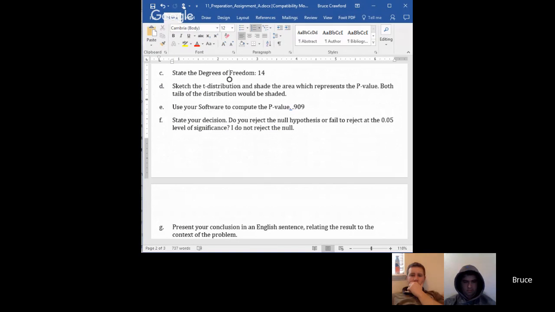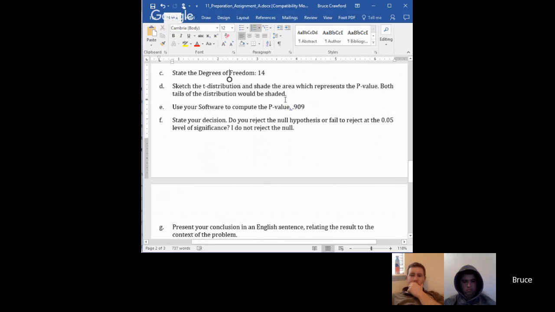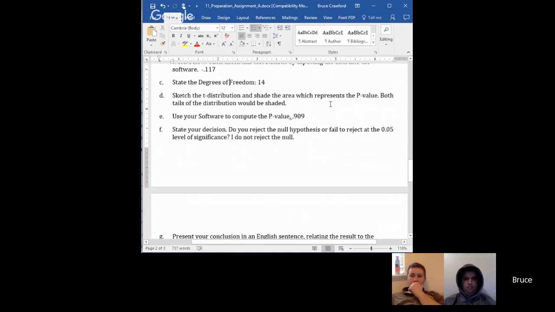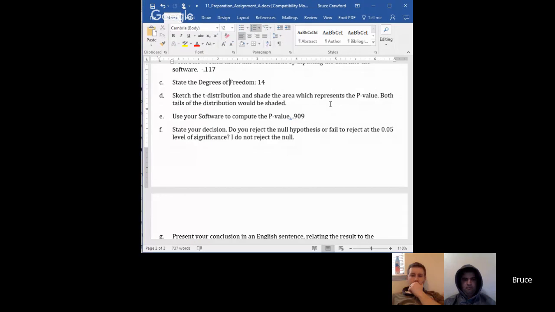Sketch the distribution and shade the area which represents the p-value. I didn't do that. Did either of you guys draw? Me neither. But it's like a normal curve with both the tails shaded. Yeah. Right. And the spreadsheet told me the p-value was 0.909. Yep, that's what I got. Or 0.9085. Yeah, 0.909.